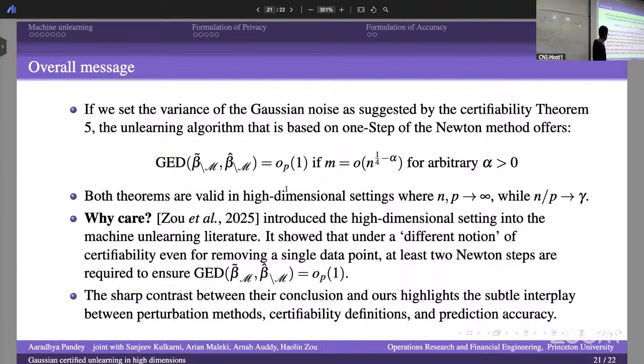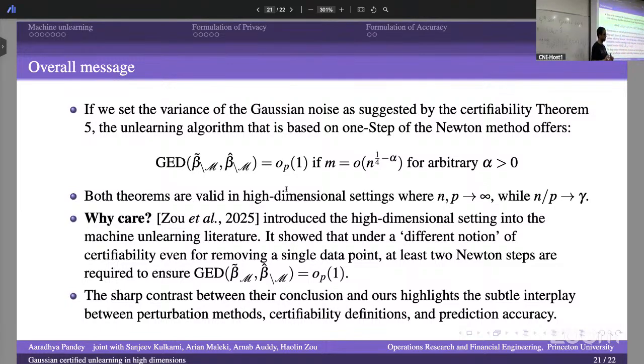So in a previous paper, it was claimed that under a different notion of certifiability, which is precisely epsilon certifiability, 1 Newton step plus Laplace noise, because in order to achieve pure epsilon certifiability one has to add Laplace noise. Under Laplace noise and epsilon certifiability, they actually showed that one step of Newton is not enough to guarantee this, and they said at least 2 Newton steps are required.